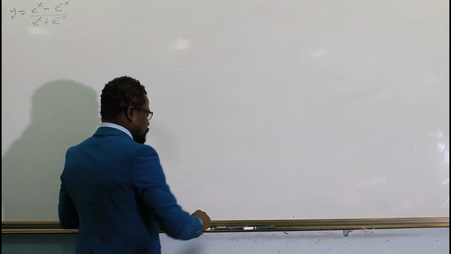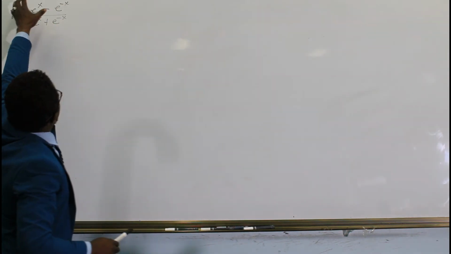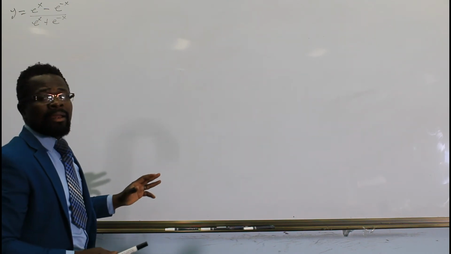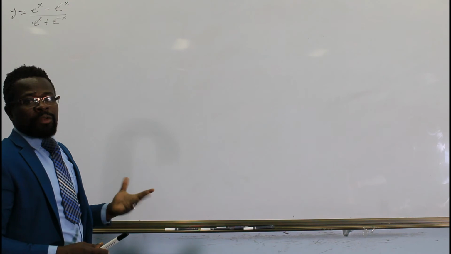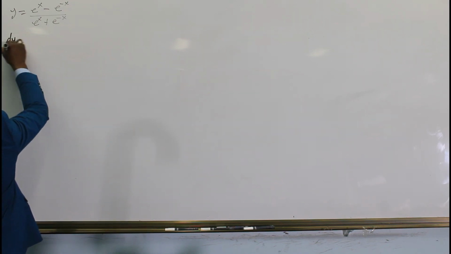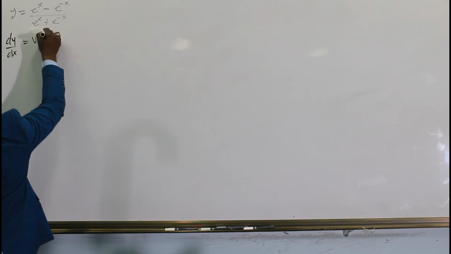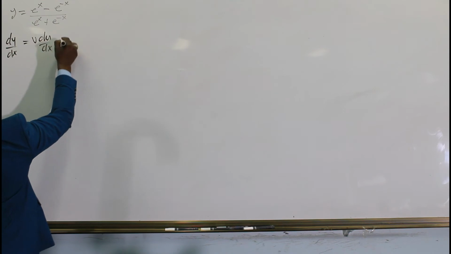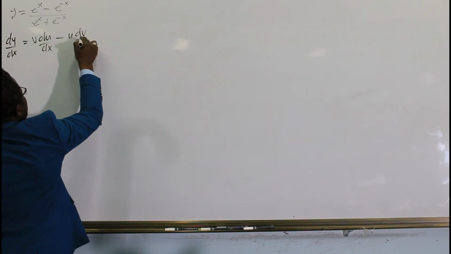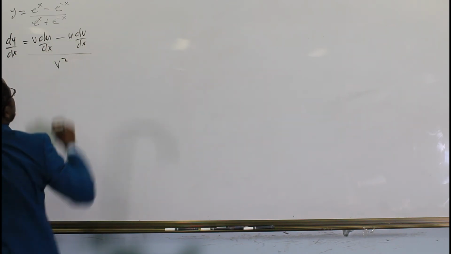What do we need to do? We know there is a function divided by another function, so we can simply apply the quotient rule. If you apply the quotient rule, dy/dx equals v du/dx minus u dv/dx, divided by v squared.